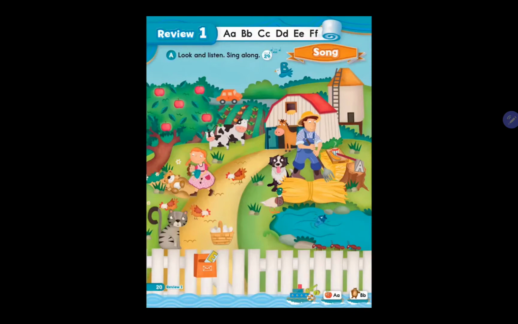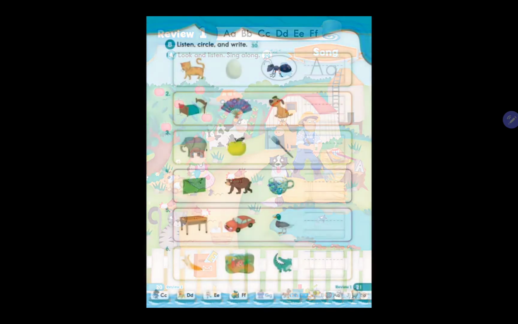Touch an apple. Touch an egg. Touch the bird. Touch the cat. Touch a duck. Touch the farm. Okay, that was page 21.